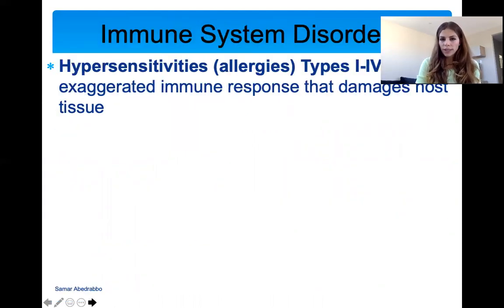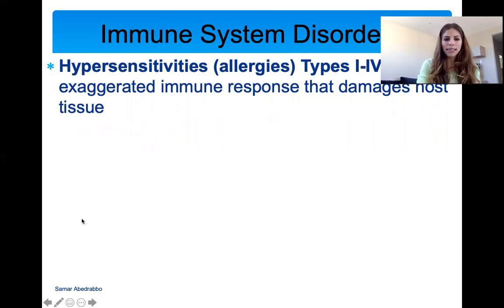There are 4 different types of hypersensitivities, and hypersensitivity is an exaggerated immune response, one that is too much, where it damages the host. So think of too much inflammation or too many cytotoxic T cells killing cells that they otherwise should not be harming.